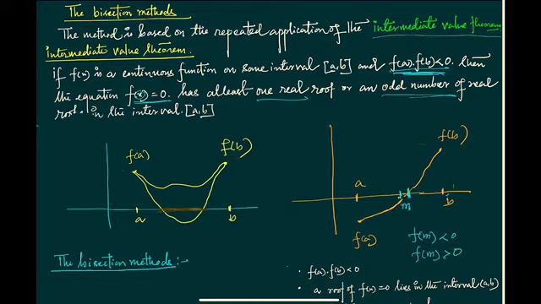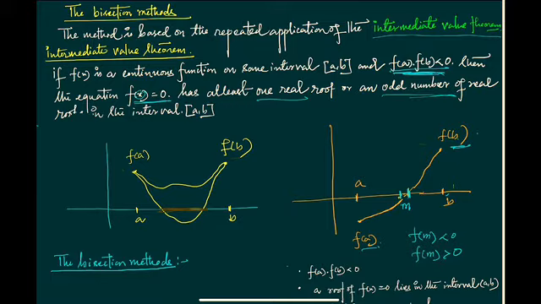If f of a is greater than 0, then f of b must be less than 0. If f of a is less than 0, then f of b must be greater than 0. Then only will we say that the root will be lying in that respective interval.